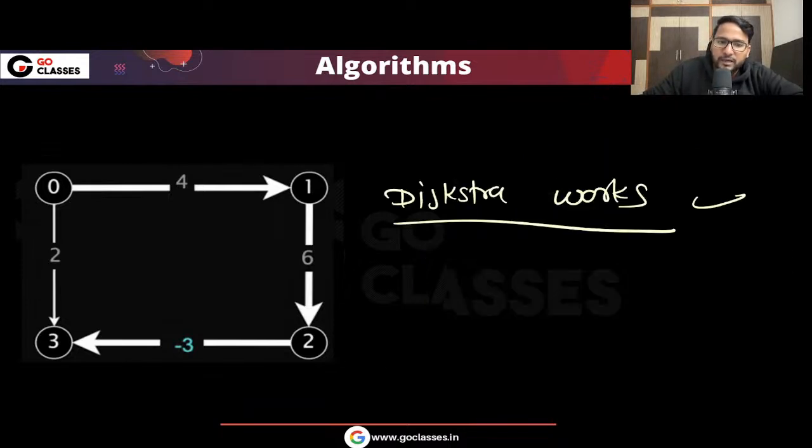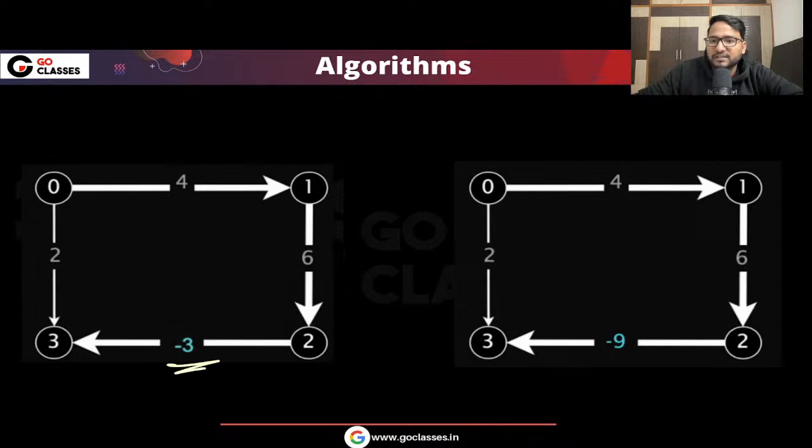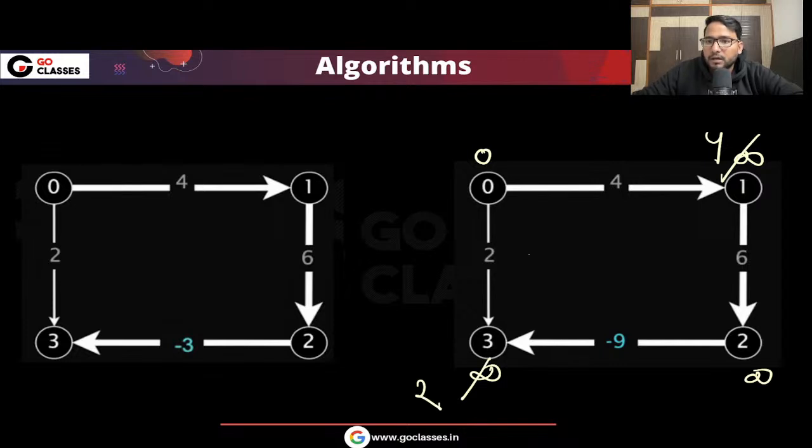If instead of -3, I make it -9, is Dijkstra working here? Let's quickly check. This is 0, this is infinity, this is infinity, this is infinity. Then this will be relaxed. This is 4, this will be relaxed to 2, right? Now you pick the minimum, the 2 edge. There is no outgoing edge. Now you pick the next minimum. This is 4 plus 6, 10.